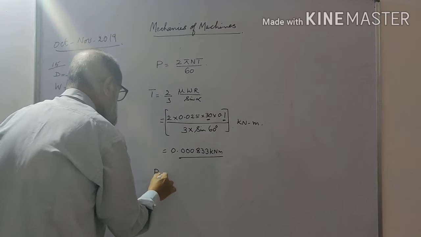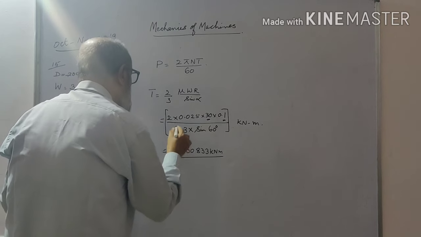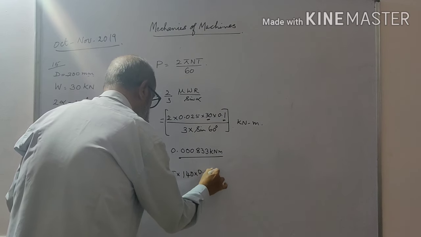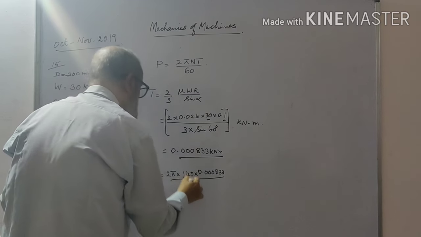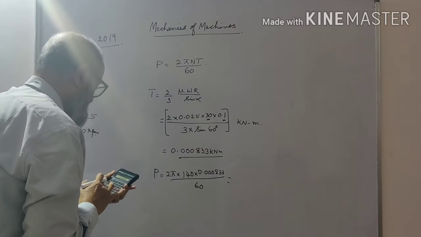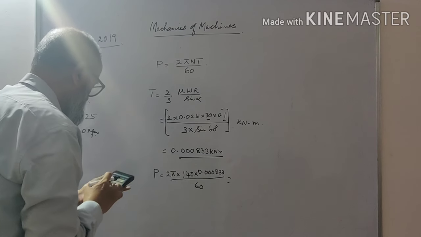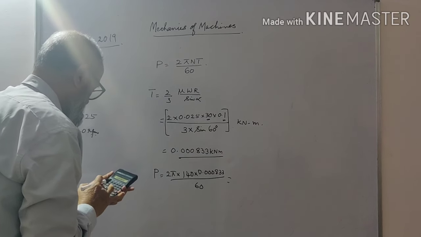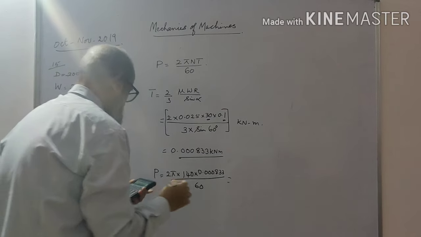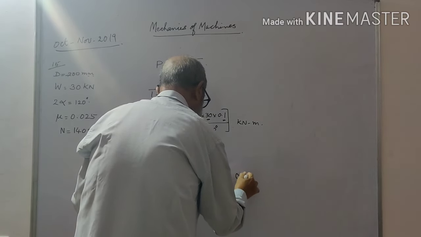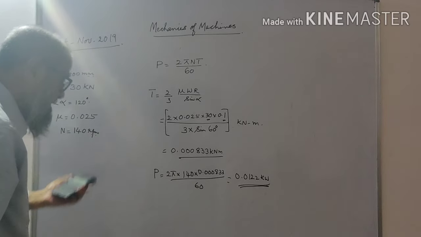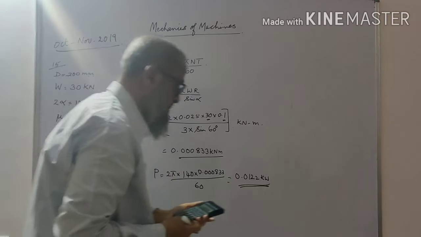P will be equal to 2 into pi into N, which is 140, into T, which is 0.000833, divided by 60. That will be this multiplied by 140 multiplied by pi multiplied by 2 divided by 60, which is 0.0122 kilowatts. This is the power lost due to friction. A similar problem also appears, but this carries 10 marks.